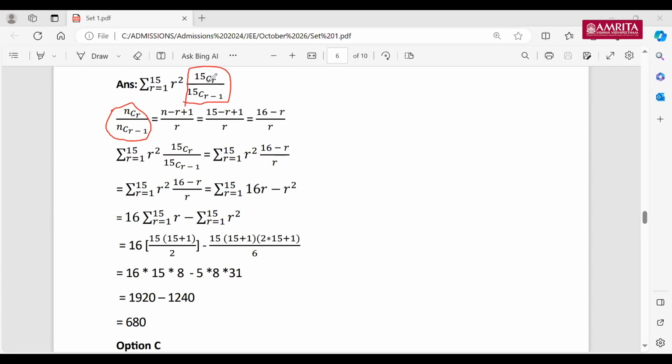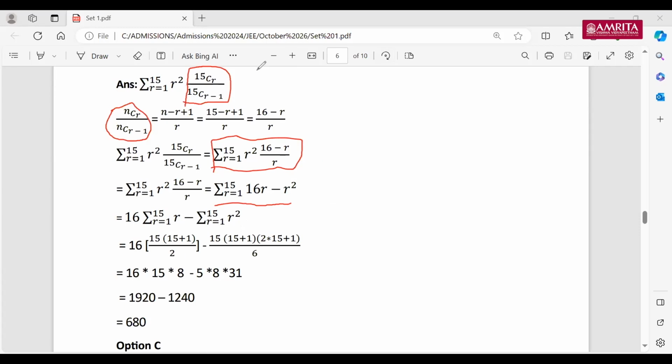See, with just one formula, you have simplified this term. So I just need to solve sigma r equal to 1 to 15, r square into (16 minus r) by r. The r term also gets cancelled and it will be 16r minus r square. See how you have simplified the question and reached this part. It's sigma r equal to 1 to 15, 16r minus r square. You can just separate it: 16 into sigma r equal to 1 to 15 r, minus sigma r equal to 1 to 15 r square. Just simply apply the formulas and the limits, and you have the answer.